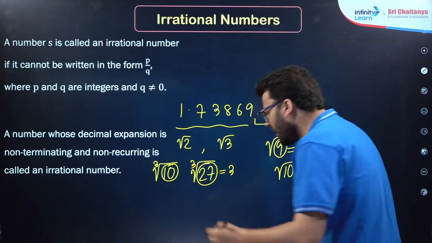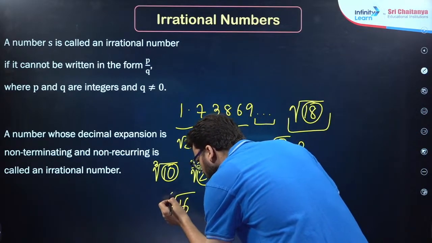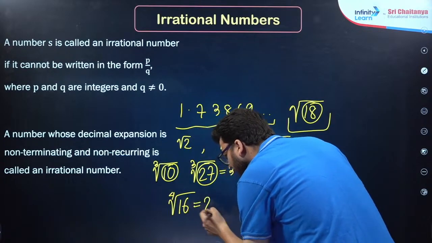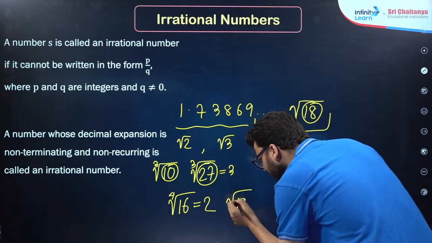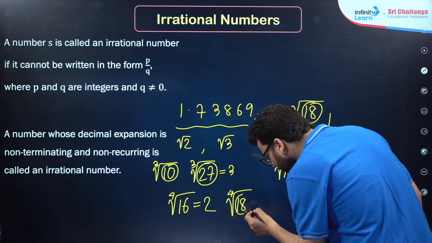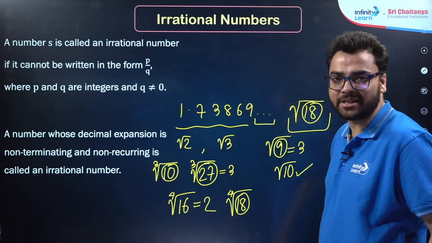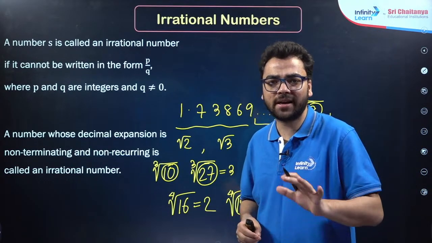In the same manner, you can take the fourth power as well. For example, the fourth root of 16 is 2, so that is not an irrational number. But if you take the fourth root of 18, that is an irrational number, because 18 cannot be written as the fourth power of an integer. Is that clear? I hope that is clear to everybody.